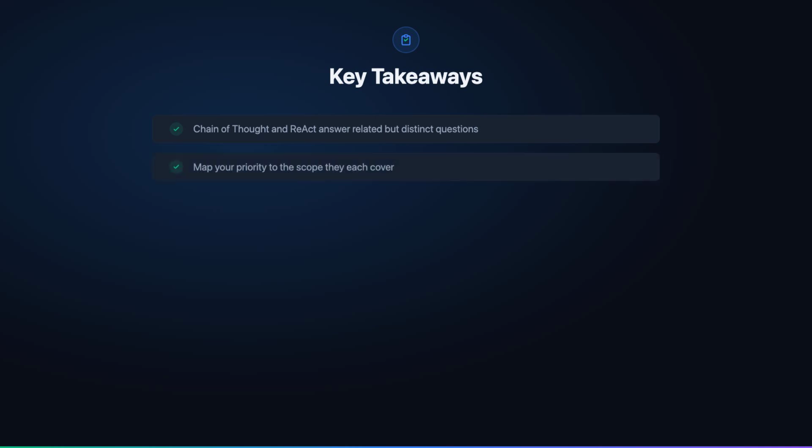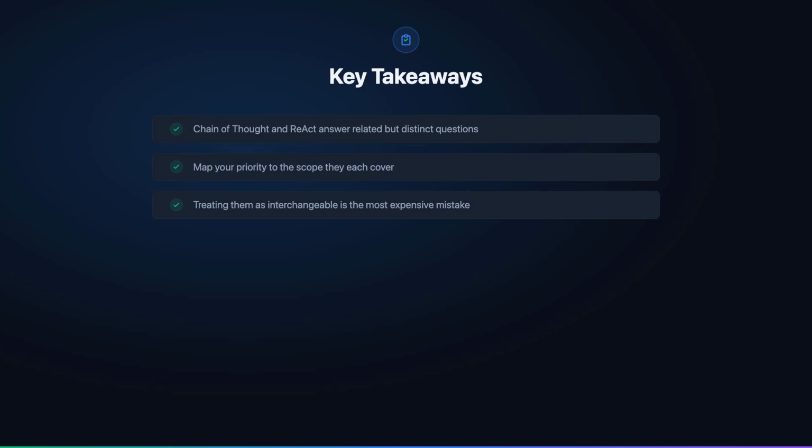Let us consolidate the comparison into the points that actually drive your decision. Chain of thought and ReAct answer related but distinct questions. Knowing both lets you pick the right tool for the right job. Map your priority to the scope each one covers. The right answer is usually obvious once you do.